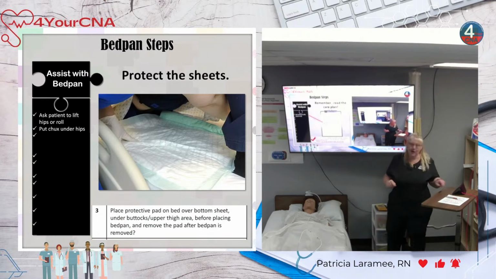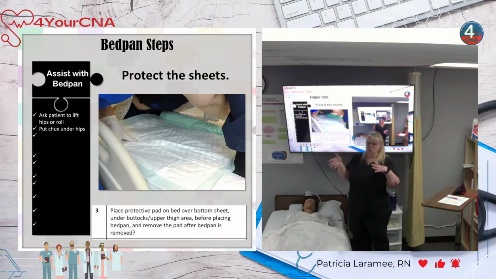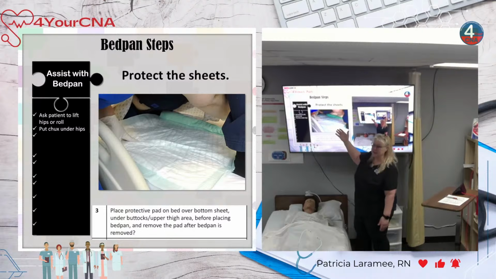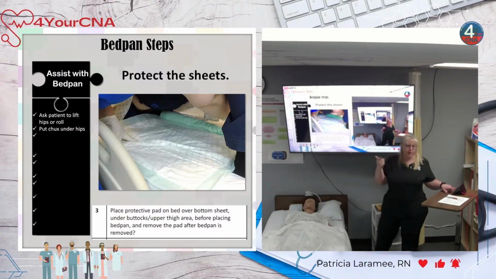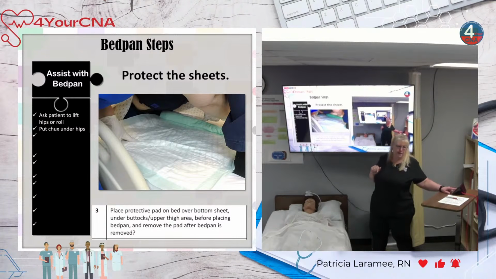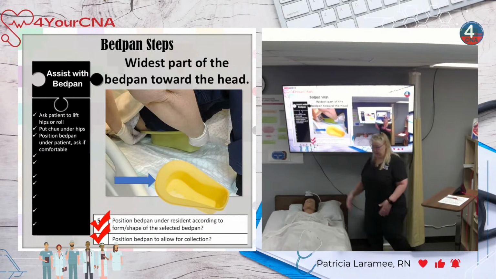Okay, so since we have this lifting of the hips or rolling or whatever we're doing, whatever's in that bedpan is going to slosh. So we want to protect the sheets under that bedpan, and we have something specifically for that purpose. A chucks. Do you guys remember clean rolls toward me, dirty rolls away? You already know how to do this. See, we're building on things we already know. So we roll the chucks, put it under the patient, and unroll it flat. Then we're going to put the bedpan under the bottom.